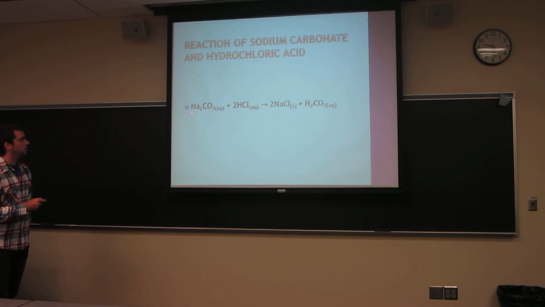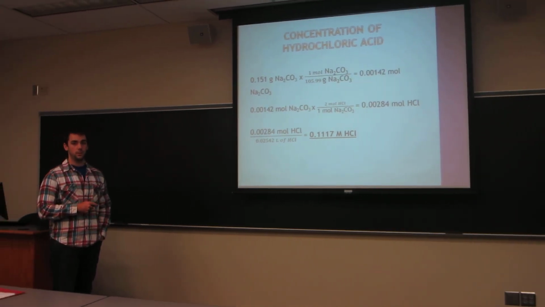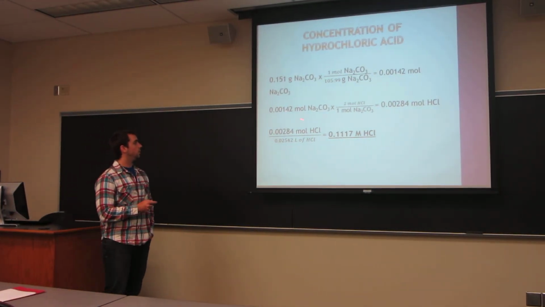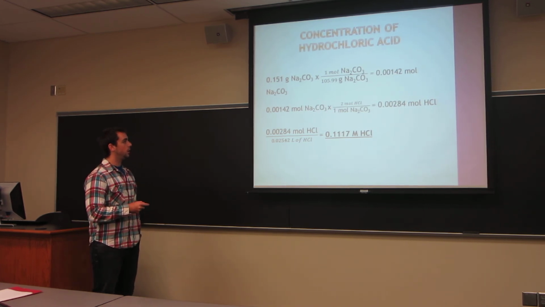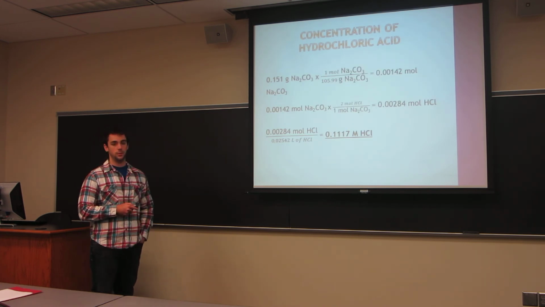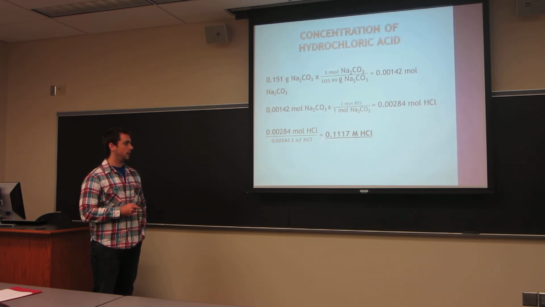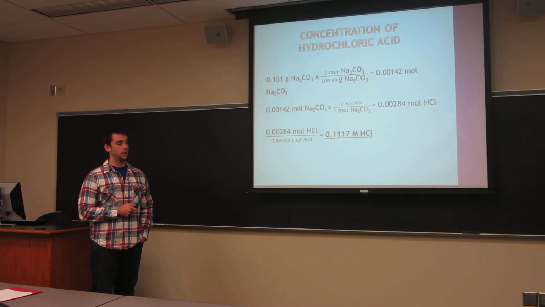Here is the equation for the sodium carbonate and the HCl. And to find the molarity of the HCl, we took the mass of the sodium carbonate and divided it by the molar mass of the sodium carbonate, and that gave us the moles of the sodium carbonate. Once we had the moles of the sodium carbonate, we just had to use the stoichiometric ratio that we found back in this equation for the 2-to-1 ratio, and that gave us the moles of the HCl. Once we had the moles of the HCl, all we had to do was divide by the liters of the HCl, and that gave us the molarity of the HCl that we were trying to look for.